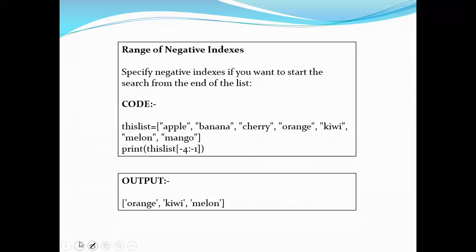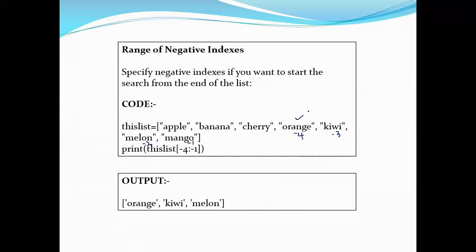Now, negative indexing. What will happen if I do it in the negative indexing way? Just count the negative index from the rear end. Mango is -1, melon is -2, kiwi -3. Just have negative indexing, you'll get to it very easily. Now -4 is orange. Now what will happen? You start from -4 and go till -1.